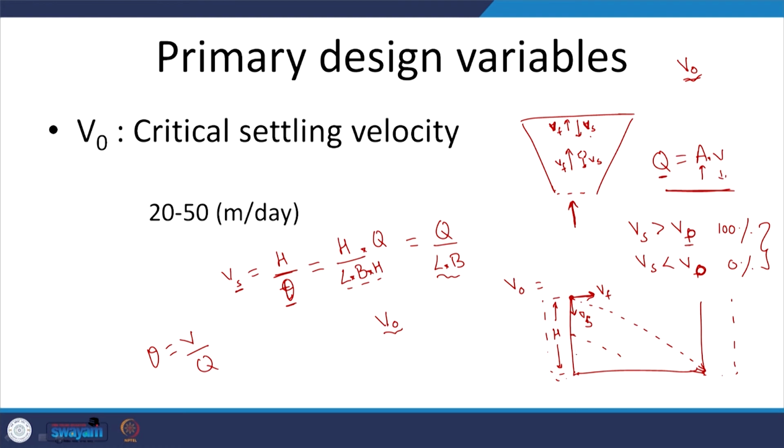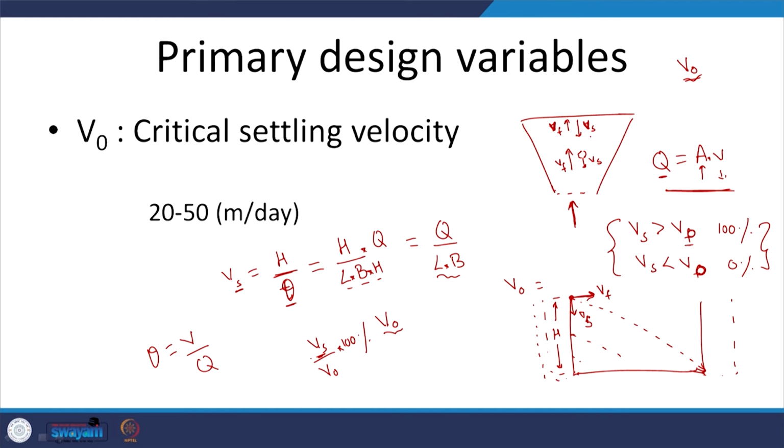Why are we assuming a fraction? We are assuming that whatever particles are coming in are not concentrated, but uniformly distributed throughout the height. That is why it's going to be fractional removal. It is Vs by V naught into 100%. That's the percentage removal that's going to take place. Unlike the upflow where we get 100 or 0%, here it's Vs by V naught into 100%. That's the relevant percentage removal for a particular particle.